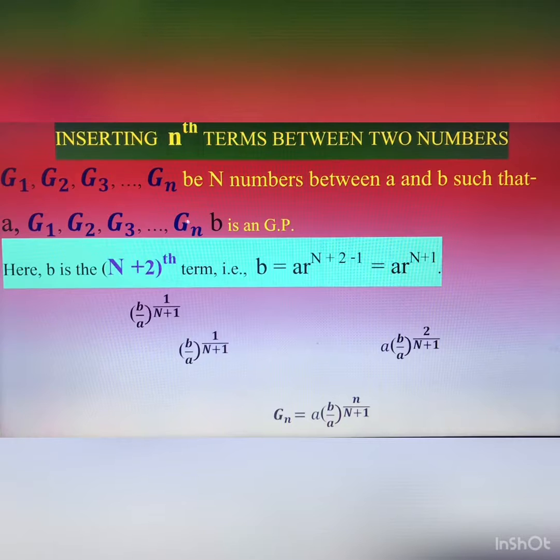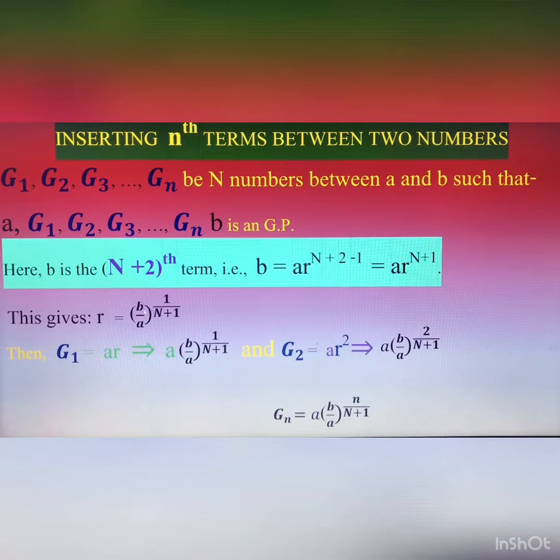and the total number of terms here is n plus 2. Why? n terms we have to insert here, and two terms are already present. So the total number of terms is n plus 2, and the (n+2)th term, that is the last term, is b. So we use an equals a r to the power n+2 minus 1, that is a r to the power n+1, which means we will get the value of r as (b/a) whole raised to the power 1/(n+1), where n is the number of inserted terms, okay, and this is the common ratio.